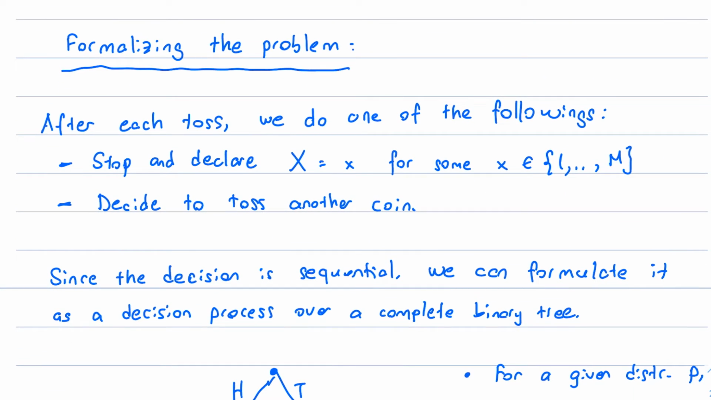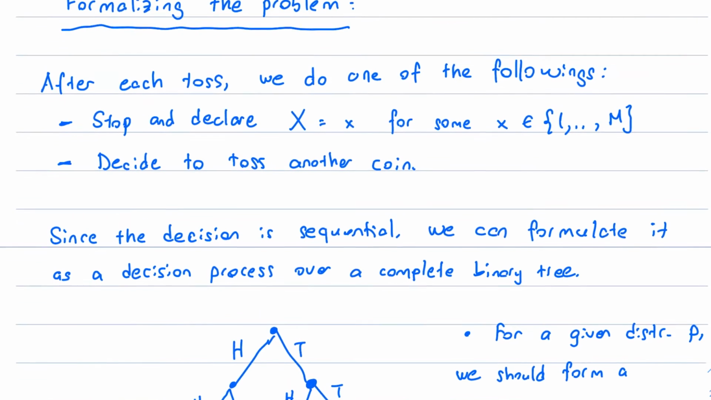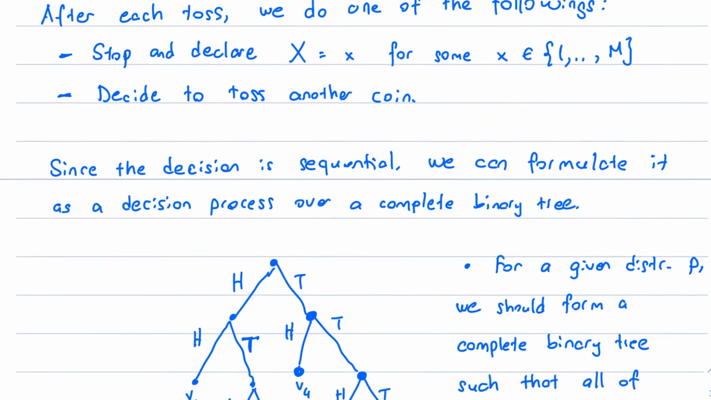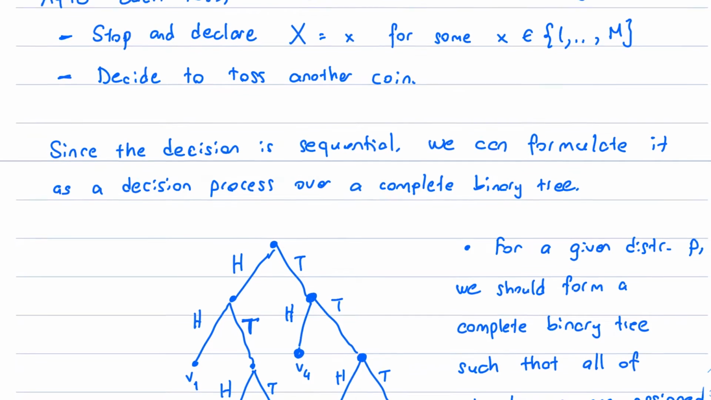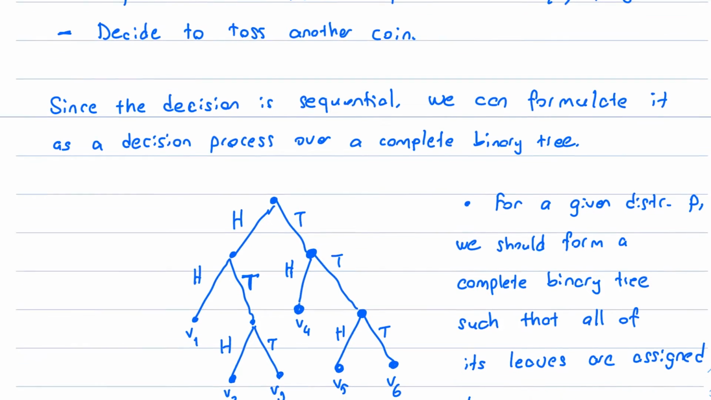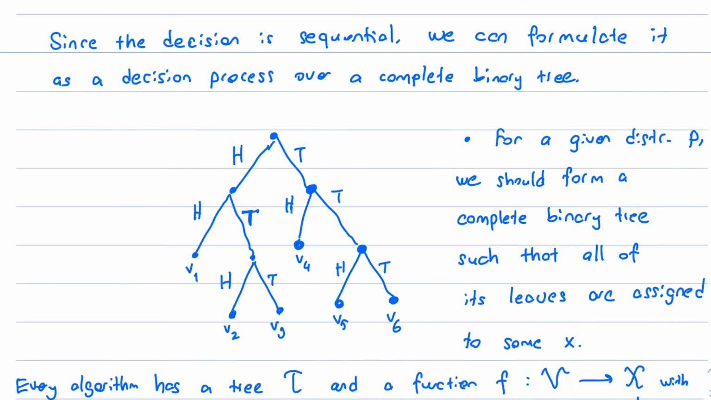So after these examples, we can formalize our problem. We realize that after each toss, we do one of two things. The first thing is we stop and declare X to be some little x, or we decide to toss another coin. Since this decision is sequential, we can formulate it as a decision process over a complete binary tree. And complete binary tree means that we have a binary tree, and after each node there are either two branches coming out or no branches coming out.